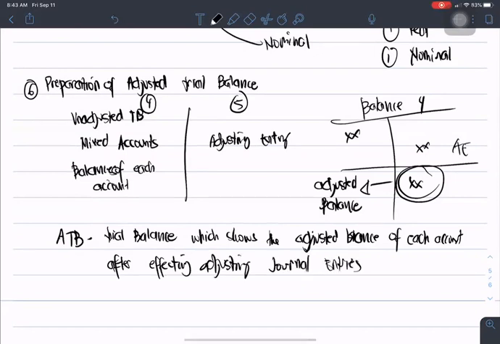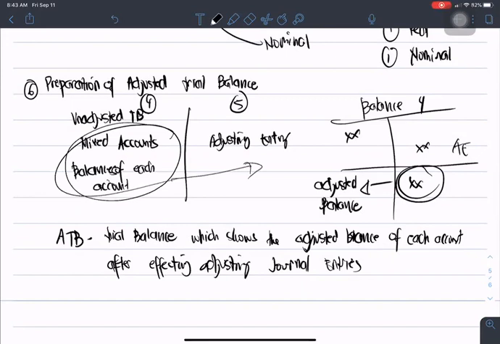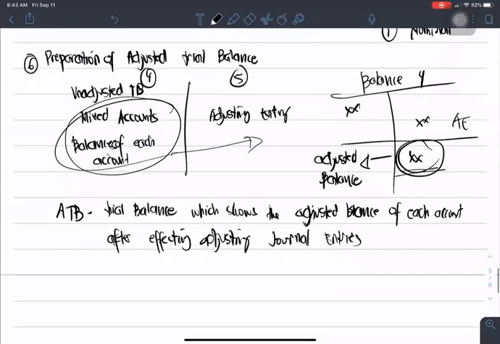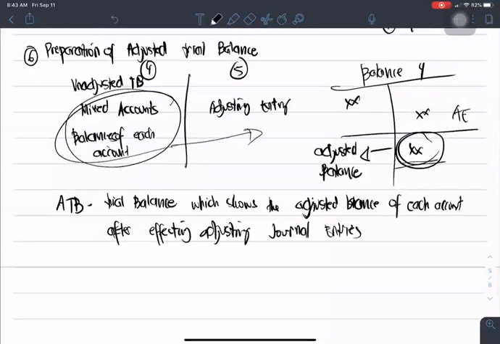Okay, so from our unadjusted trial balance, which has balances of each account, we prepare an adjusting entry. That adjusting entry affects any balance of an account pertaining to a mixed account that can be deferral or accrual, thereby giving us the adjusted balance. So the adjusted trial balance now gives you the trial balance of the adjusted balance of each account. So how do we prepare this adjusted trial balance?